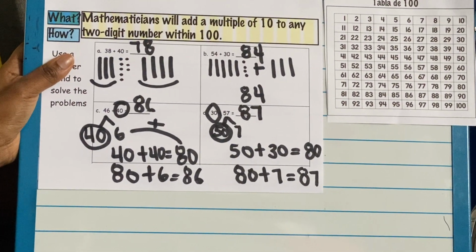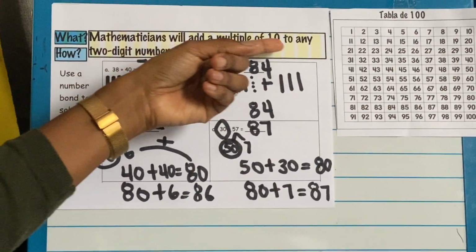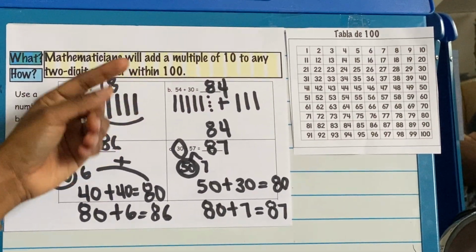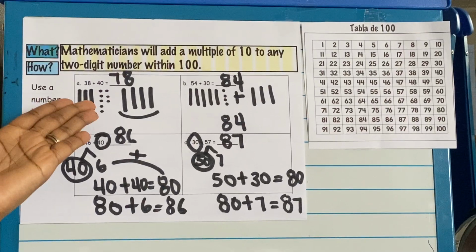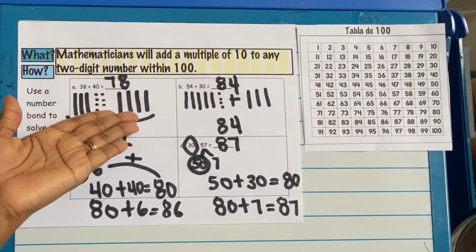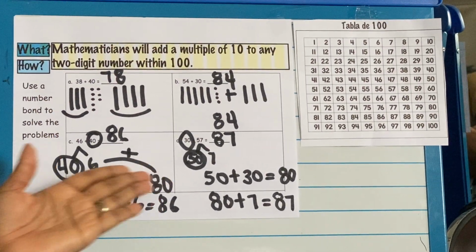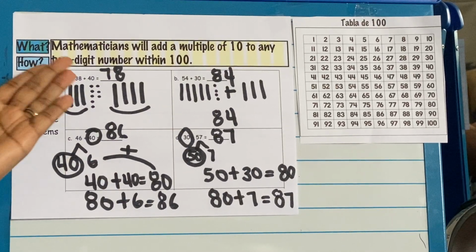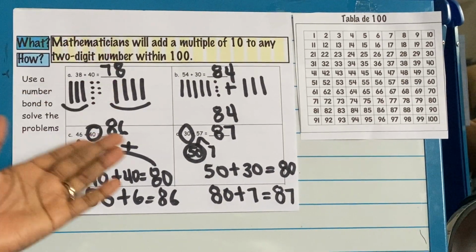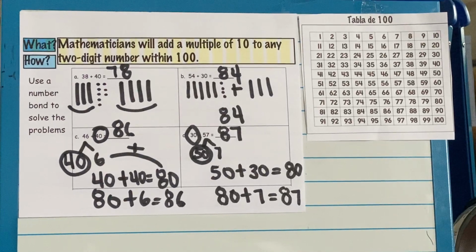Mathematicians, that was our lesson in adding multiples of 10 to any two-digit number within 100. You can use quick tens to solve the problem, or you can also use the number bond when you're given numerals. Follow these steps to solve your problems. Good luck.